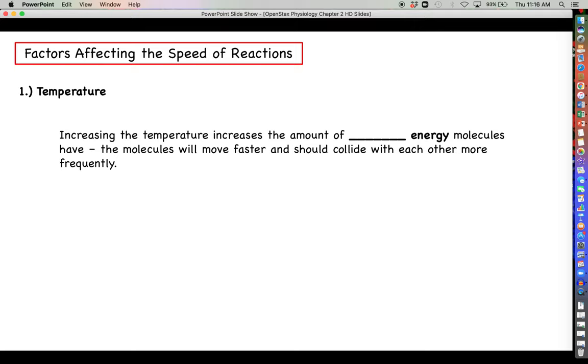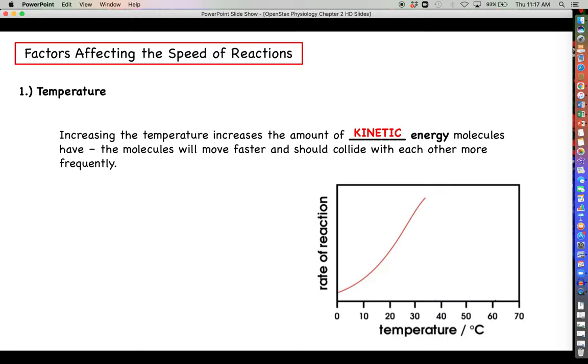So if you increase the temperature in the environment in which a reaction is taking place, you are increasing the amount of a certain kind of energy that those molecules have. We call this the energy of movement. This is what is called kinetic energy. So if you increase the temperature, molecules in the system are just naturally going to start moving around a lot faster as the temperature goes up.